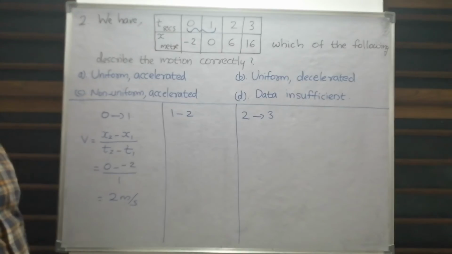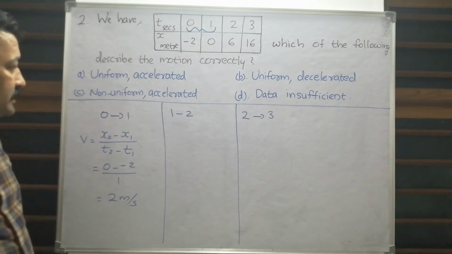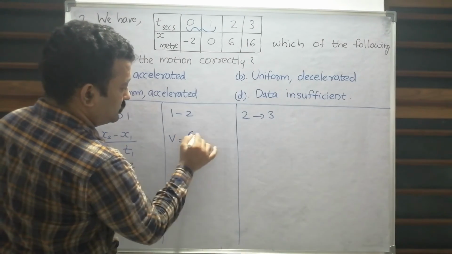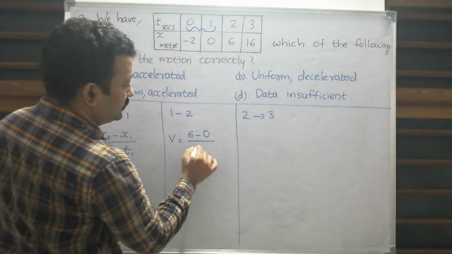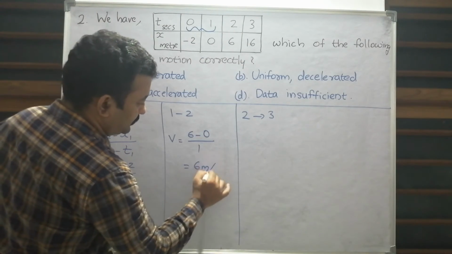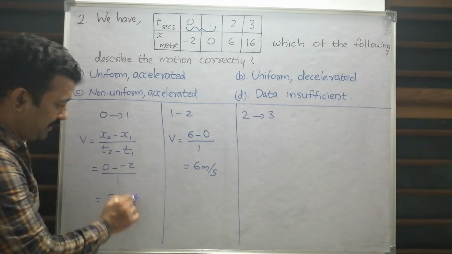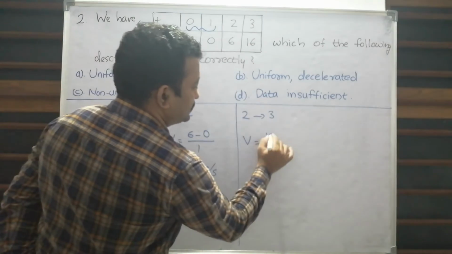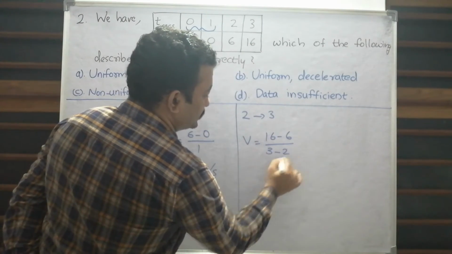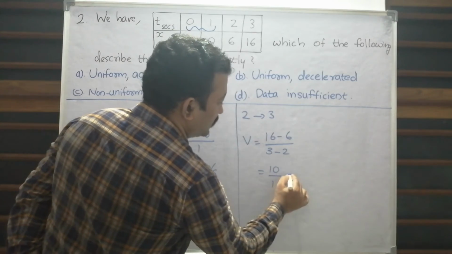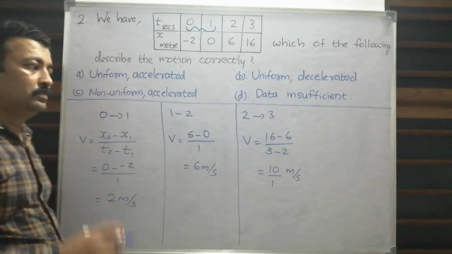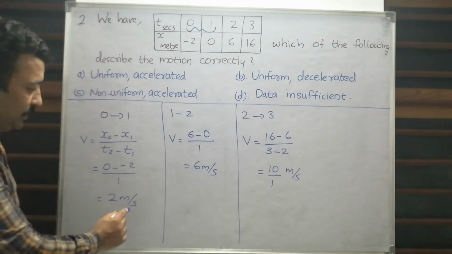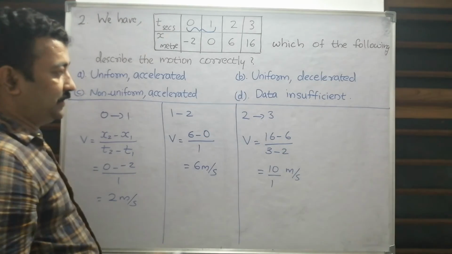In the first interval, the velocity has got a magnitude of 2 meter per second. Second interval, v is x2 minus x1, that is 6 minus 0 divided by 2 minus 1, still 1, 6 meter per second. That is, velocity's magnitude is varying. Let us check in the third interval. V is equal to 16 minus 6 divided by 3 minus 2, that is 10 by 1 or 10 meter per second. Clearly indicates it's a non-uniform motion which is accelerated because velocity is increasing. So it is not decelerated, it is accelerated.